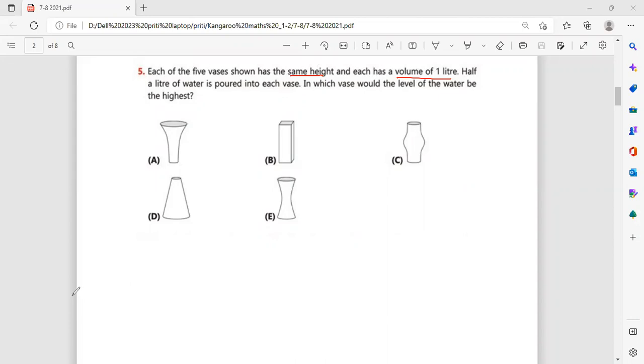Now, which one will have the highest level of water? The highest level of water will be in the one which has the narrowest base. Now, if you see D, if you put half a liter of water, since it has a very broad base, the level would be, say, so much. Here again it has a broad base, and this has an equal base, and this again has a base here, as in it broadens here. So in case of A, if you put it, you'll have the highest level of water. So my answer for question number 5 will be option number A.